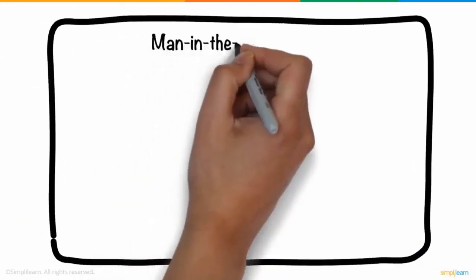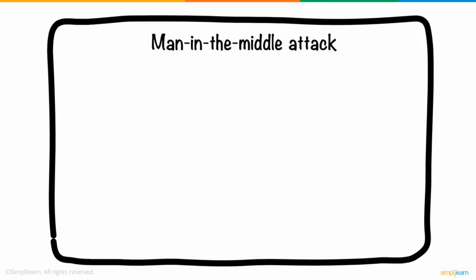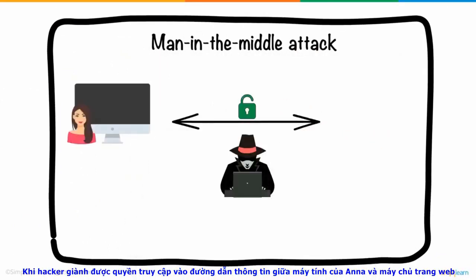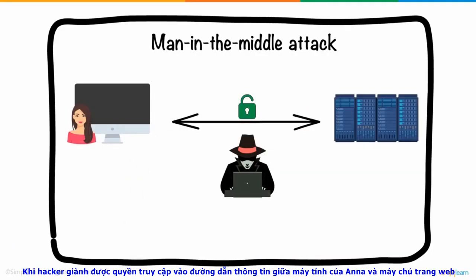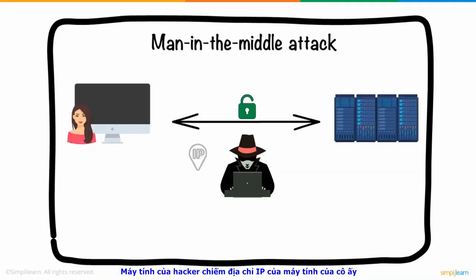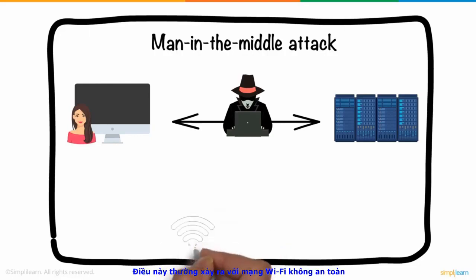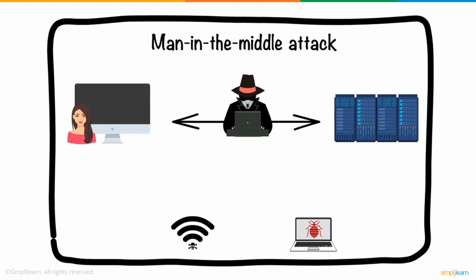Another type of attack is the man-in-the-middle attack. Here, the hacker gains access to the information path between Anne's device and the website's server. The hacker's computer takes over Anne's IP address. By doing so, the communication line between Anne and the website is secretly intercepted. This commonly happens with unsecured Wi-Fi networks and also through malware.